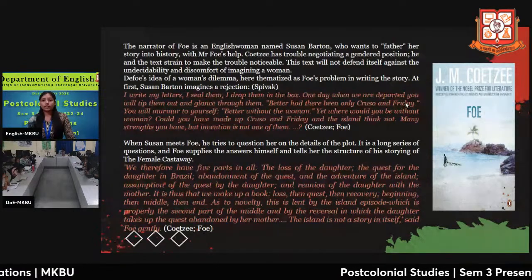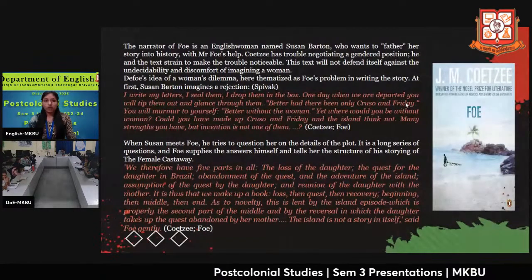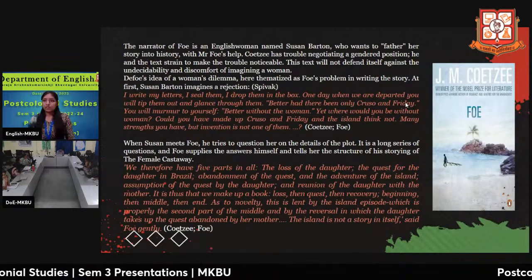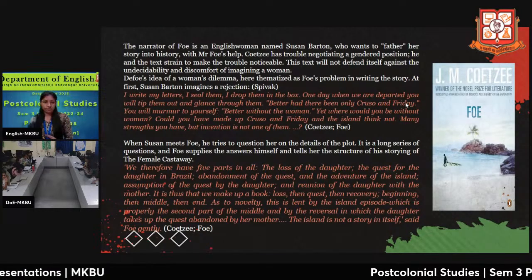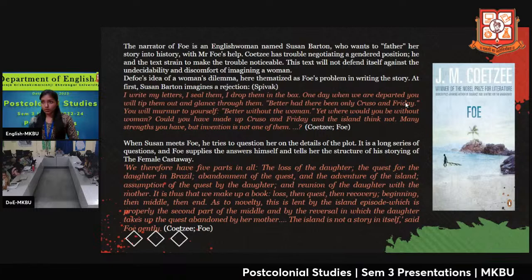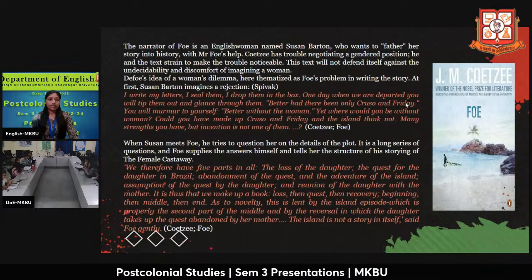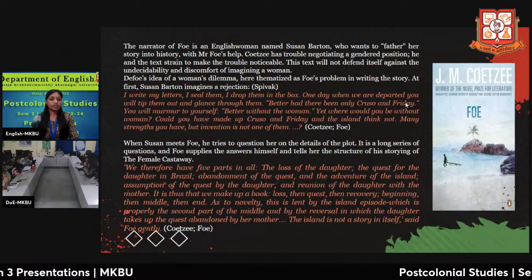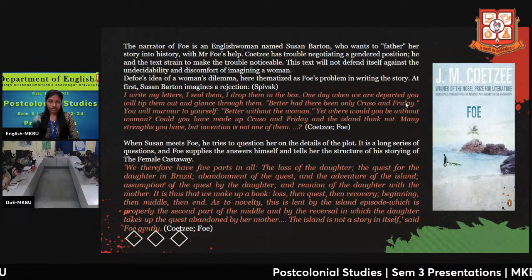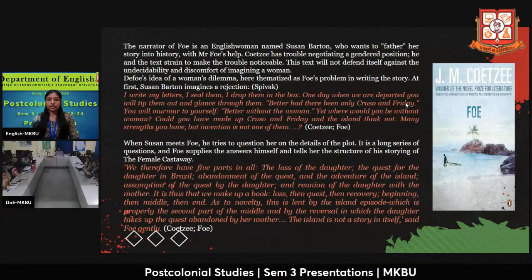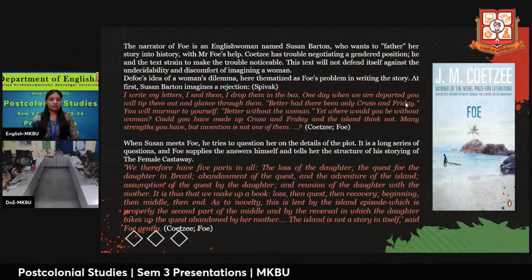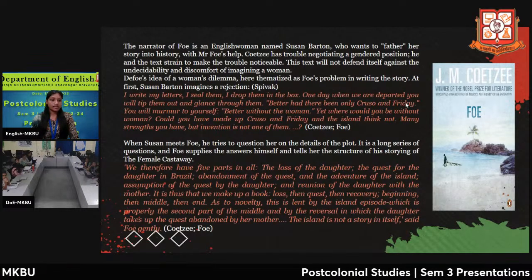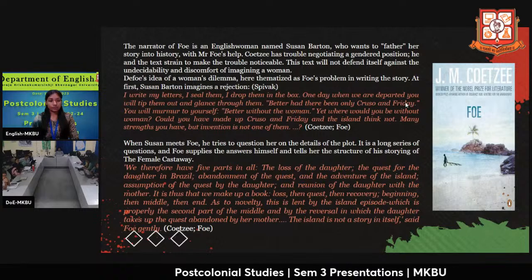Gayatri Chakravorty Spivak tried to define marginalization in Foe with three concepts: marginalization of women, marginalization of the voiceless, and marginalization in narrative function. So, when we look at the marginalization of women, the narrator of Foe is an English woman named Susan Barton, who wants to father her story into history with Mr. Foe's help. Coetzee has trouble negotiating a gendered position. He and the text strain to make the trouble noticeable. This text will not defend itself against the undecidability and discomfort of imagining a woman.